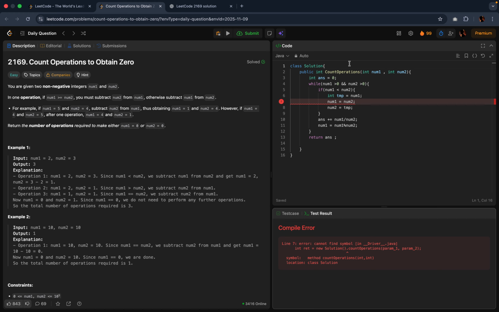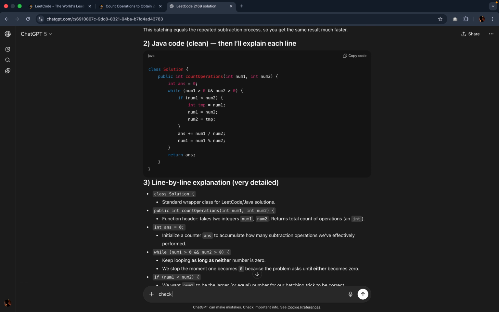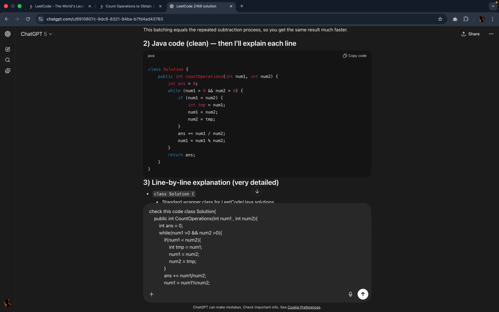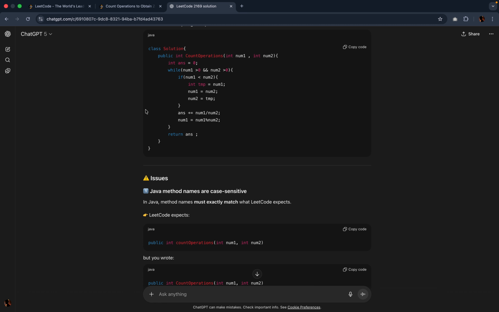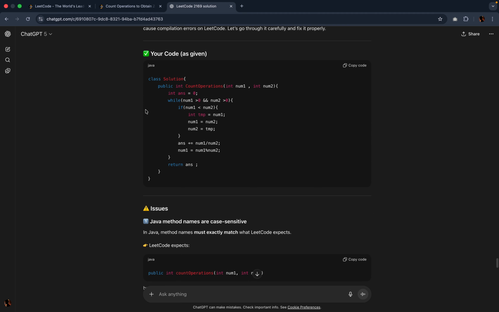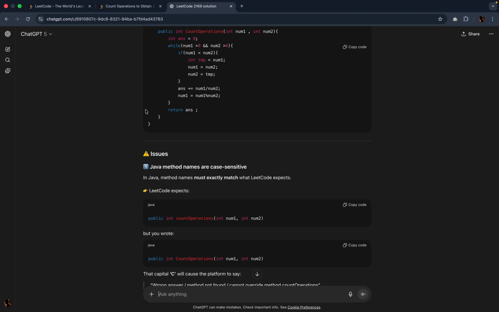Let's check ChatGPT itself. What's the issue with it? Check this code. What's the issue then? You wrote public int countOperations, int num1, int num2. Exactly the same. The method names must exactly match what Leetcode expects. Okay.